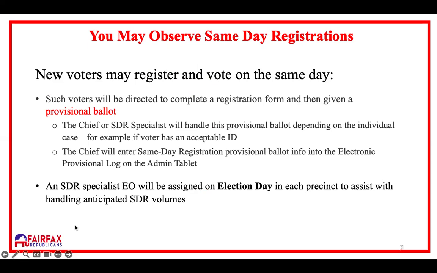Because we've had some volume of same-day registrations in particular precincts, usually around the university district where students are living in Fairfax County but maybe came from other places in the state, they'll register same day in the precinct and vote their ballot there. And they've assigned SDR specialists as a specialist EO to help on election day with the volumes of SDR balloting.